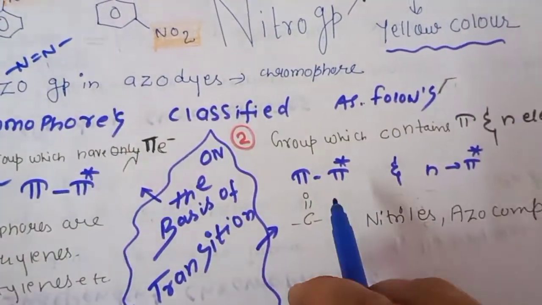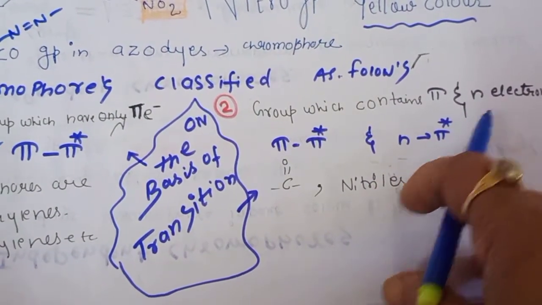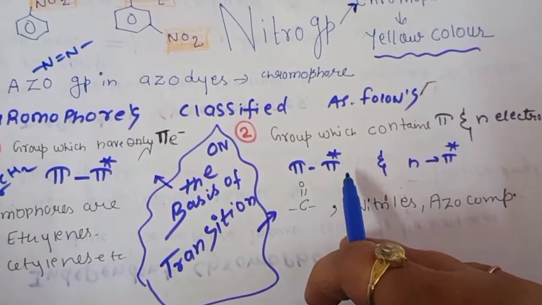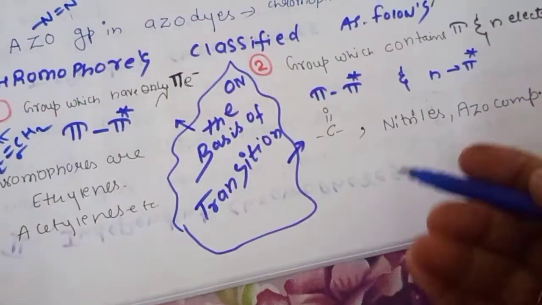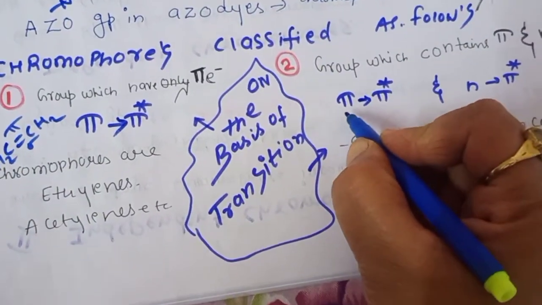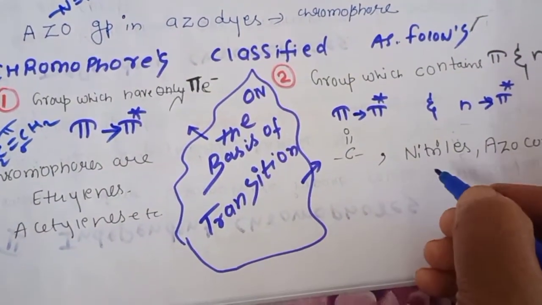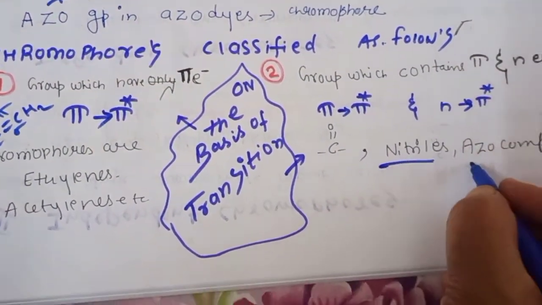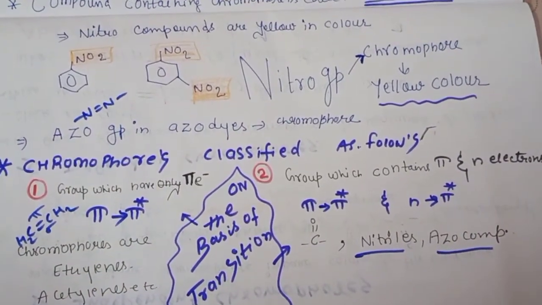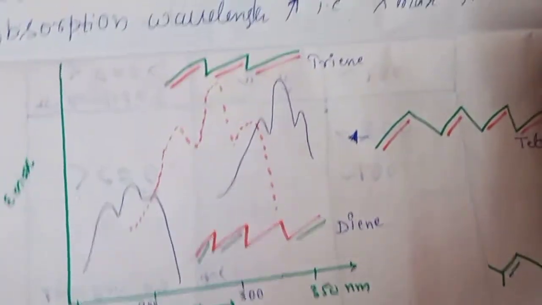Next, certain compounds have both types of electrons, that is pi and n electrons. So two types of transitions can take place, pi to pi star transitions and n to pi star transitions. Pi to pi star means electrons can jump from the lower pi to the higher pi level, and n to pi star transition, for example in nitriles and azo compounds. You can write these notes yourself. I have tried to make them in simple language.